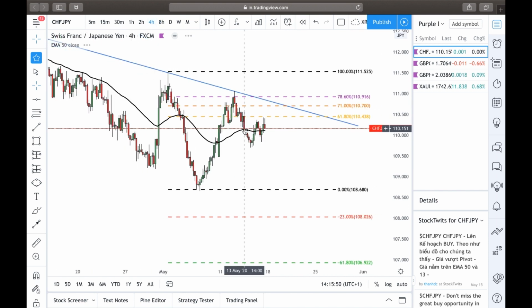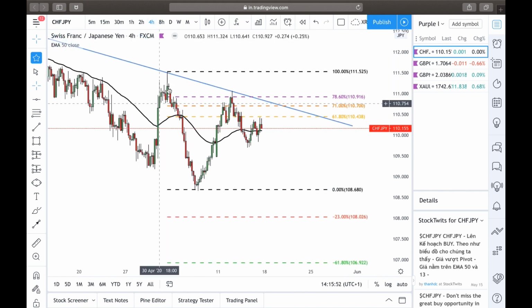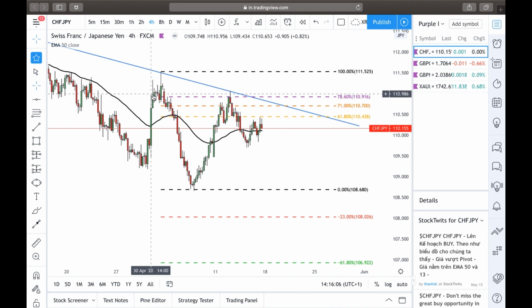But for me, I didn't actually take a trade here because I wanted this rejection. Rejection is stuff like spinning tops, shooting stars, doji candles, that kind of price action. And this is what this is. This was a shooting star, spinning top, doji, shooting star, doji.